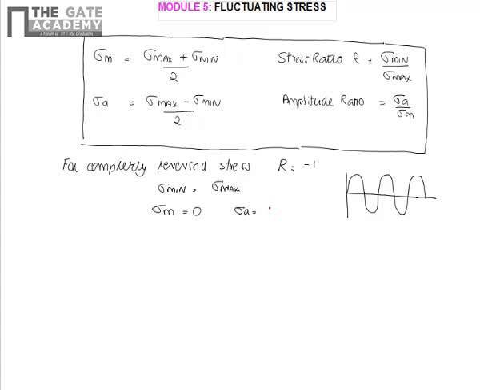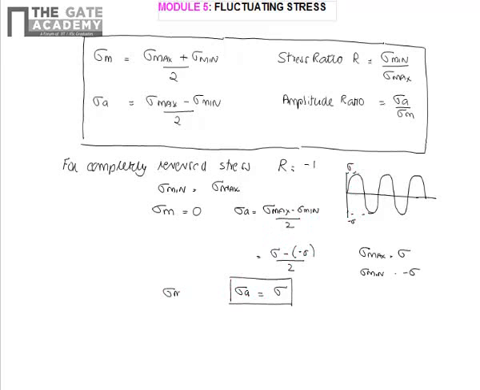And sigma a will be sigma max minus sigma min by 2. That's equal to sigma. If sigma max is sigma, sigma min will be minus sigma. That is, the minimum value of stress is minus sigma and the maximum value of stress is plus sigma. Both are the same value. So this becomes sigma minus minus sigma by 2, that's equal to sigma. The alternating component is sigma and the mean component is equal to 0 for the completely reversed stress.